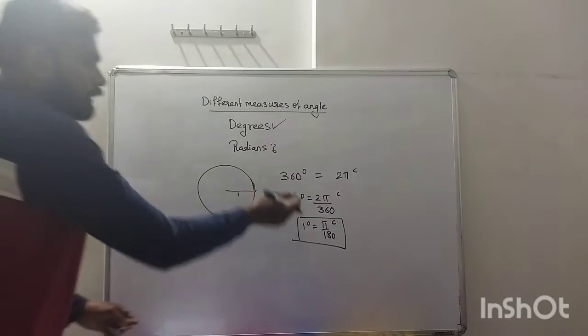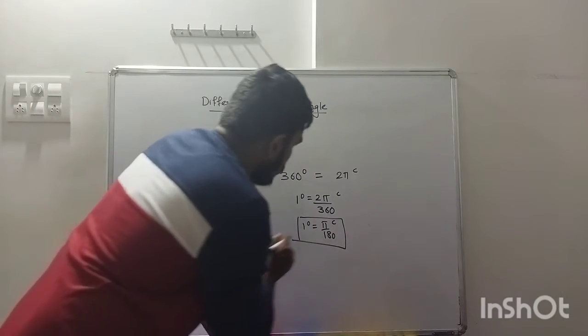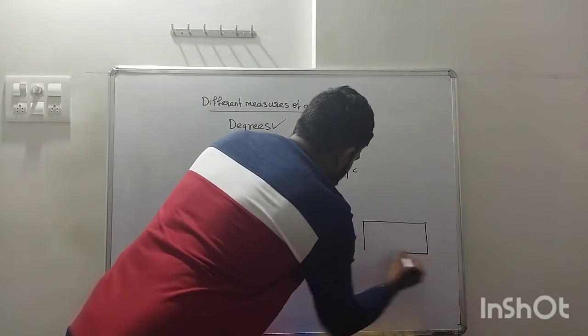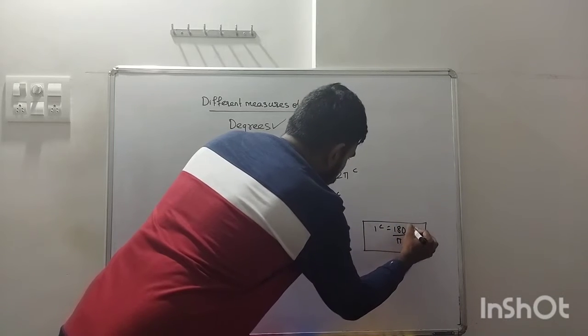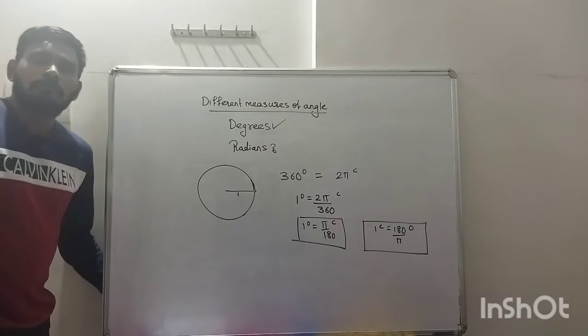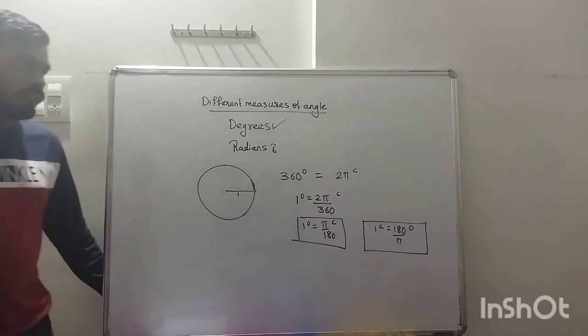Similarly, if I try to find 1 radian, what will we get? I will take this 2 pi down and cancel this. What I get is 1 radian is equal to 180 upon pi degrees. Understood? So 1 radian is 180 upon pi degrees.